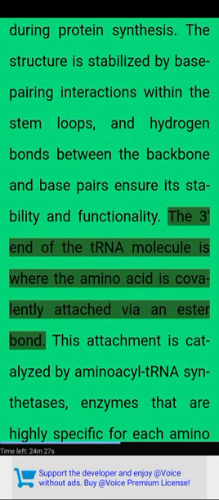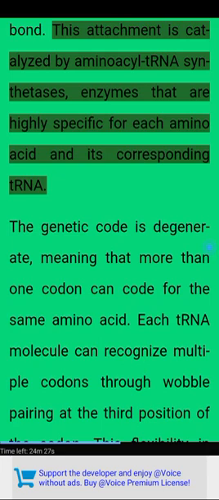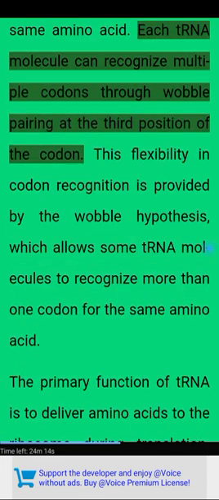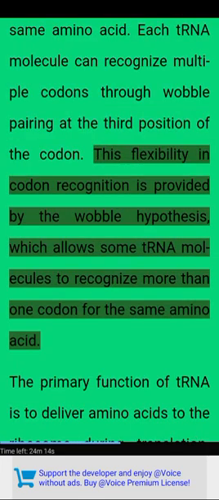The 3' end of the tRNA molecule is where the amino acid is covalently attached via an ester bond. This attachment is catalyzed by aminoacyl tRNA synthetases, enzymes that are highly specific for each amino acid and its corresponding tRNA. The genetic code is degenerate, meaning that more than one codon can code for the same amino acid. Each tRNA molecule can recognize multiple codons through wobble pairing at the third base of the codon. This flexibility in codon recognition is provided by the wobble hypothesis, which allows some tRNA molecules to recognize more than one codon for the same amino acid.